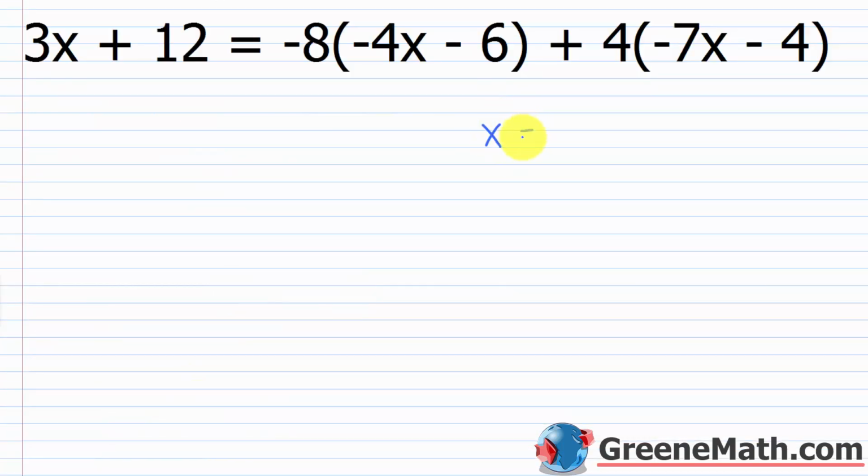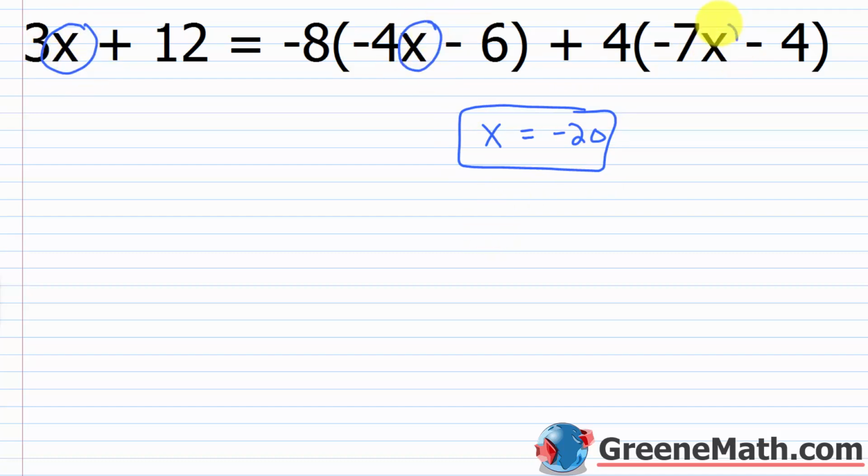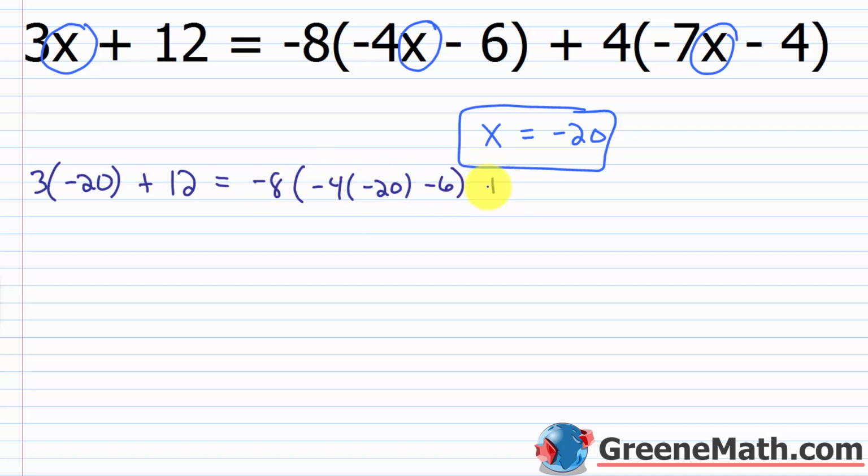Let me erase everything and we're going to check. So again, we said our solution was x equals negative 20. And I'm just going to plug in a negative 20 everywhere I see an x. We're going to evaluate each side and make sure that we get the same value. So on the left, you'd have 3 times negative 20 plus 12, which is equal to, on the right, negative 8 times the quantity negative 4 multiplied by negative 20, then minus 6. Then plus 4 times the quantity negative 7 times negative 20, and then minus 4.